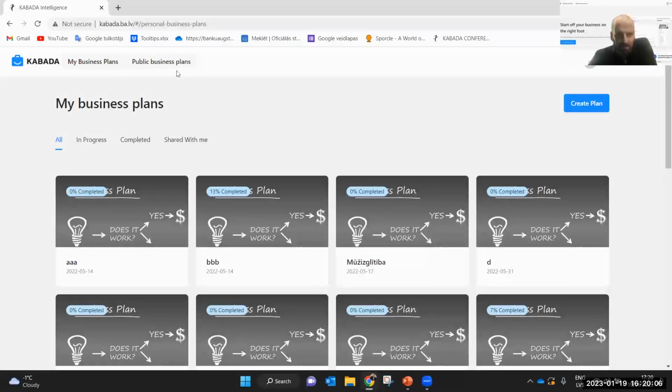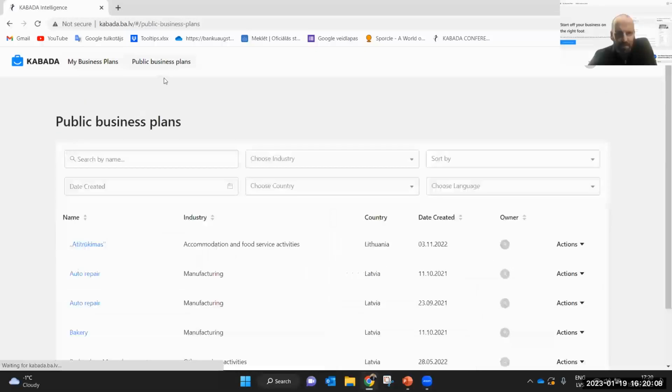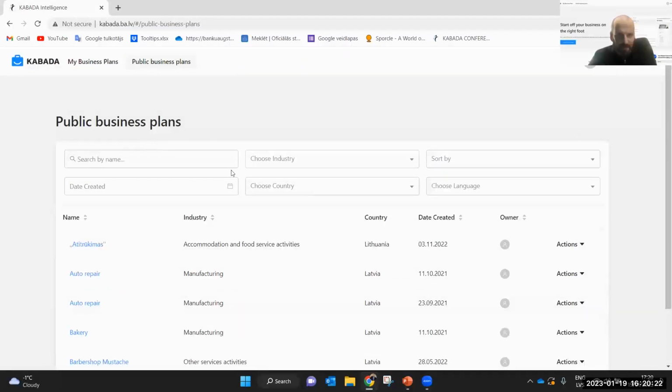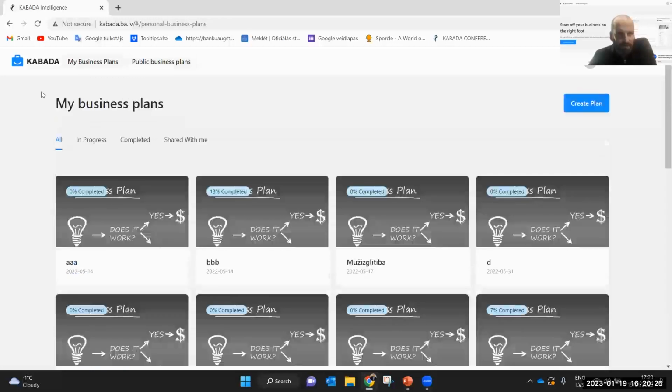There is also this part that is called public business plans. We can see that some people do not restrict themselves from sharing with others. At the moment we have 40 business plans here already. You can choose by industries, by countries, and look at them. Okay, but let's have a very brief and shortened simulation of how it would be if I start creating a new business plan and how it would work.